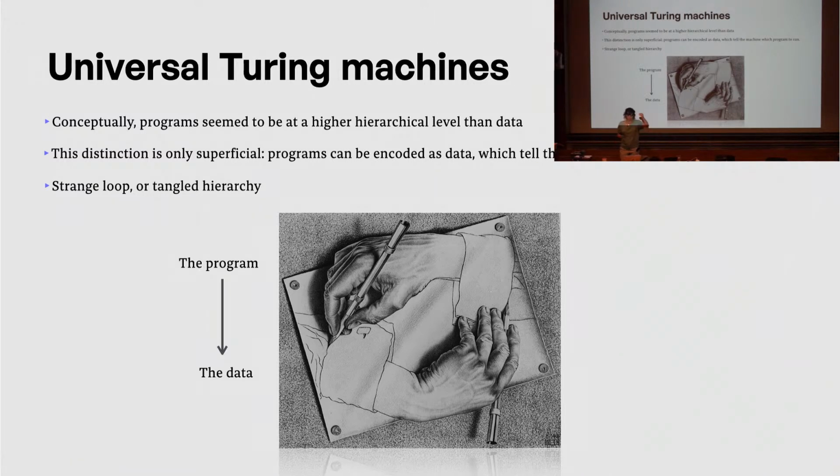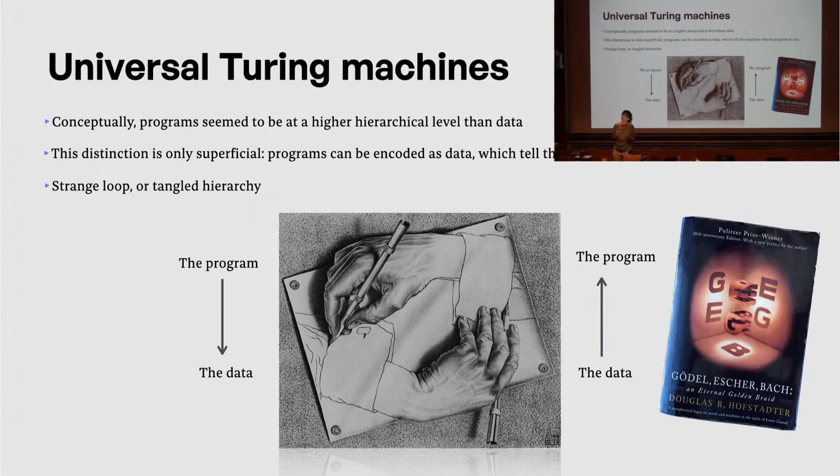So we thought that the program was at a higher hierarchical level than the data because the program determined which strings were accepted and which were rejected. But we've learned that actually the data has something to tell the program, as in how it's supposed to behave. It's hard to make this intuition precise, but something like that is going on. And of course, this drawing and the similarity with Escher is borrowed from this fascinating book.